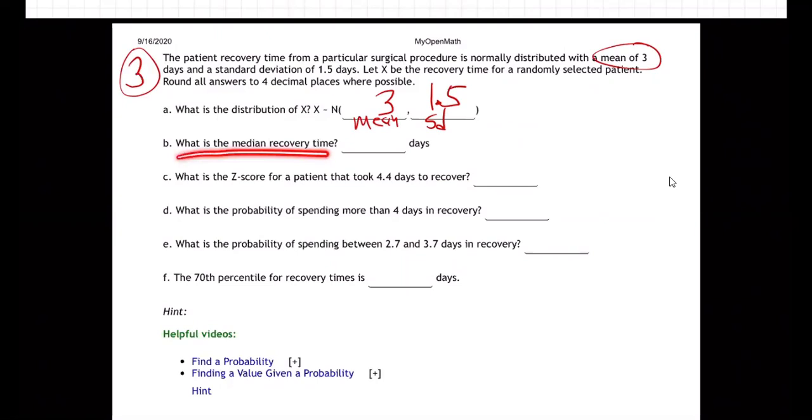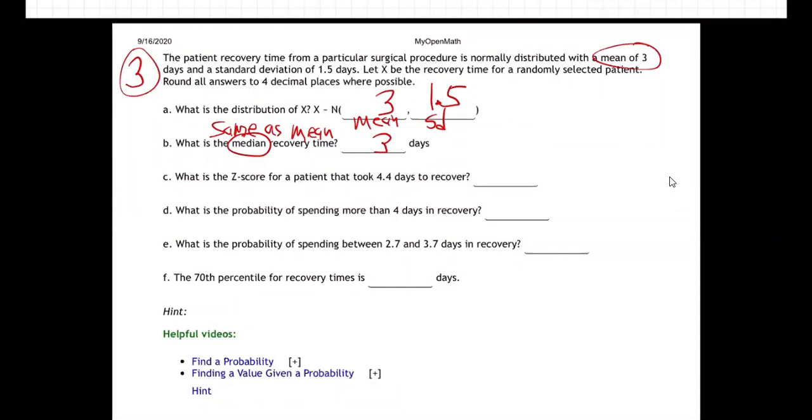All right, coming on down. What is the median recovery time? Well, median is the same as mean. It means the middle. So it's just going to be 3. It's the same exact answer. They just want you to realize that median and mean are the same thing. It's just the middle, the average recovery time.